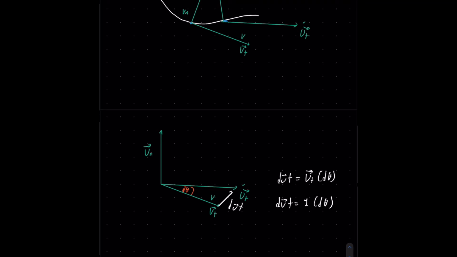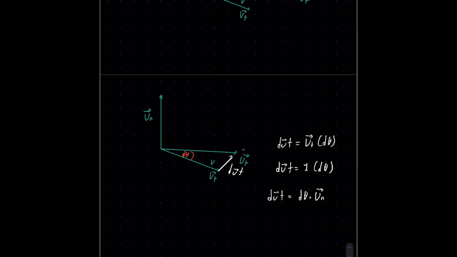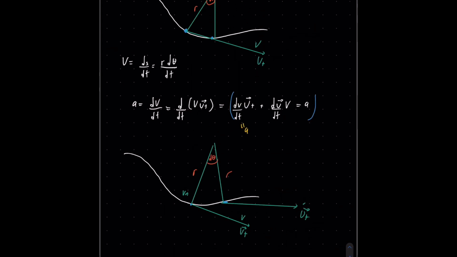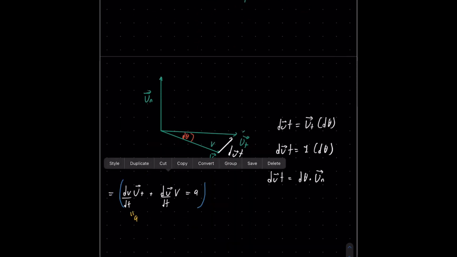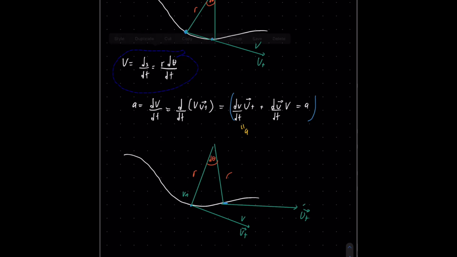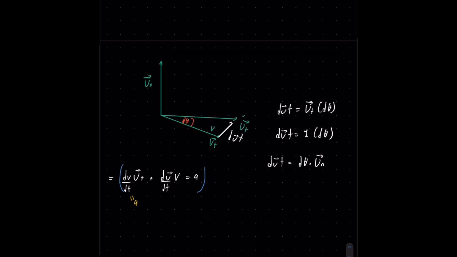Here's something important to notice: this displacement vector is going along the same direction as this unit vector in the normal direction. So now this could be written this way: d theta times a unit vector in the normal, right there, okay? And now I'm going to compare and contrast this with the acceleration here, so we could see the similarities as to what is happening. And the velocity will also be useful for this.